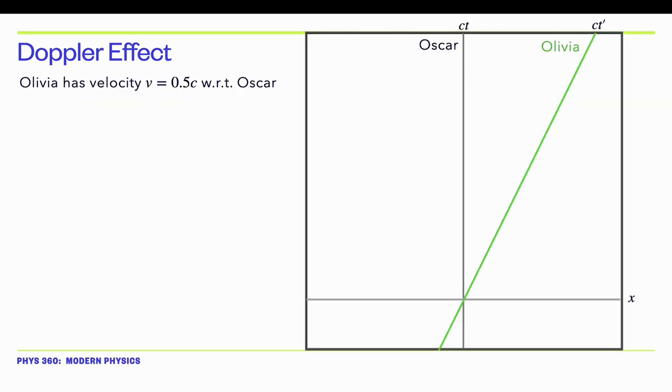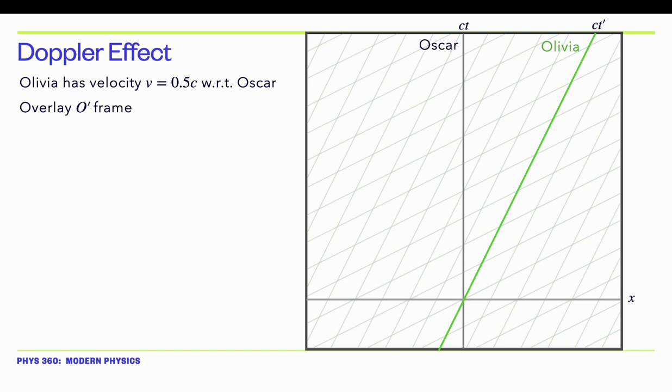So here's a Minkowski diagram. The gray curves are in Oscar's frame, so x and ct. Since Olivia is driving past him at half the speed of light, this green line is the ct prime axis, and so it has a slope of 2, 1 over beta. We're going to overlay the coordinate grid for the O prime frame. So these lines are at constant ct prime, and these lines are at constant x prime.